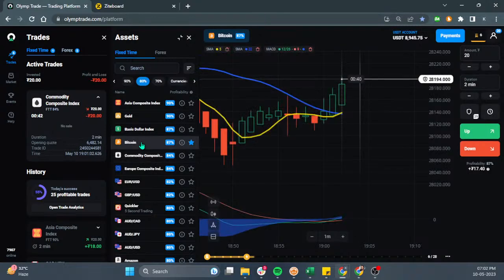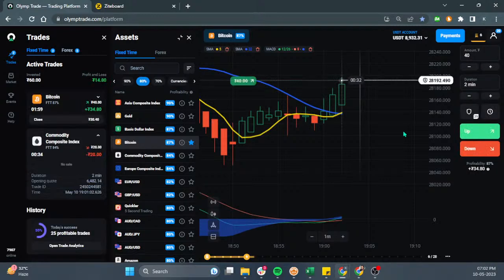On Bitcoin at the moment, there is a crossing happening. I can open a trade of 40 over here. I opened it at 40 because this will most probably go in loss and I have to recover this loss. That's why I opened a trade in 40 USD. So I'll be back to 20 again.